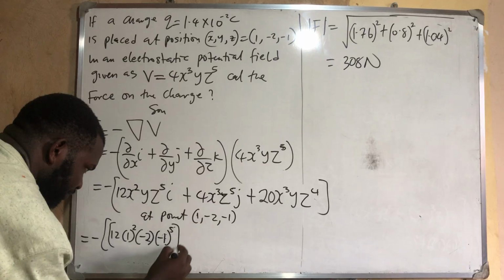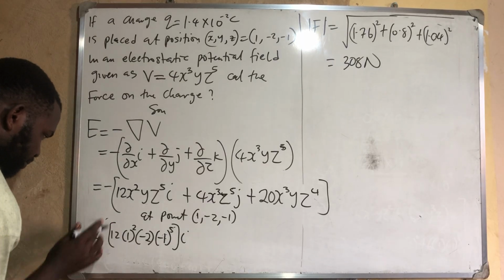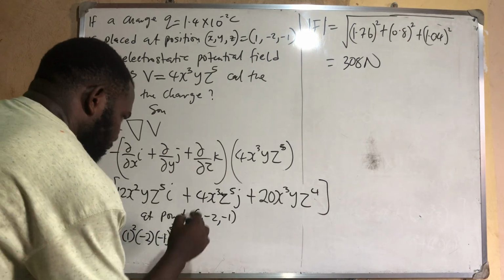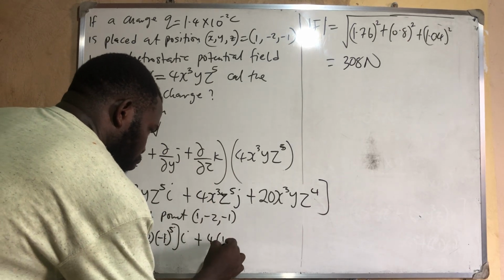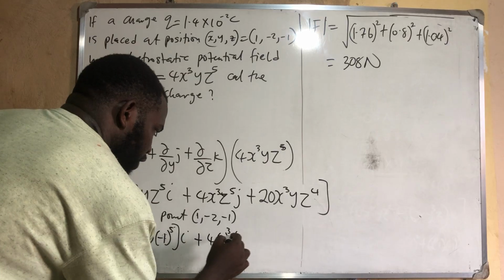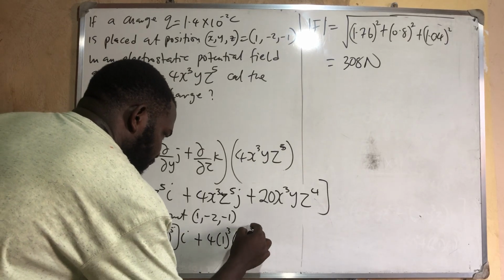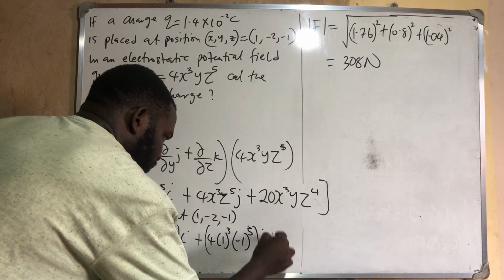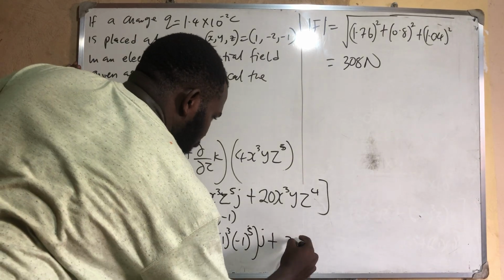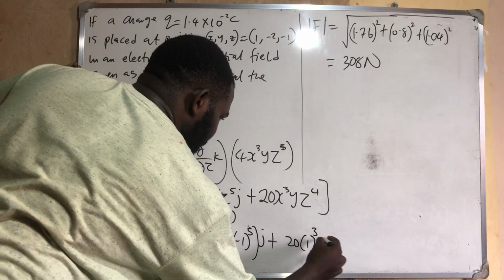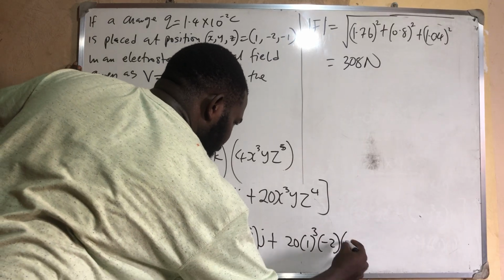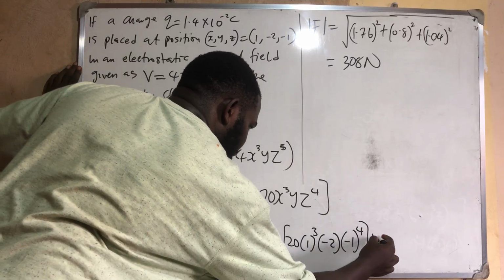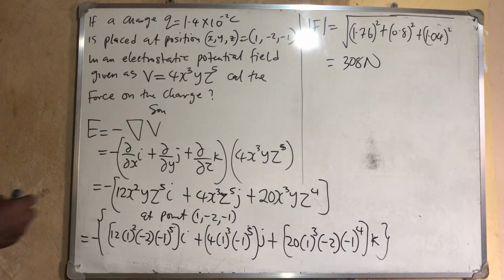we put our I, the big bracket. You have to be very careful. Plus the next one is 4 into 1 raised to power 3, then into minus 1 raised to power 5, you put your J, then plus 20 into 1 raised to power 3 into minus 2, then into minus 1 raised to power 4, you put your K, then you close with your big bracket.